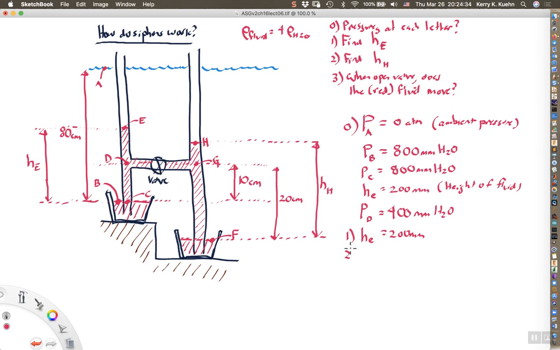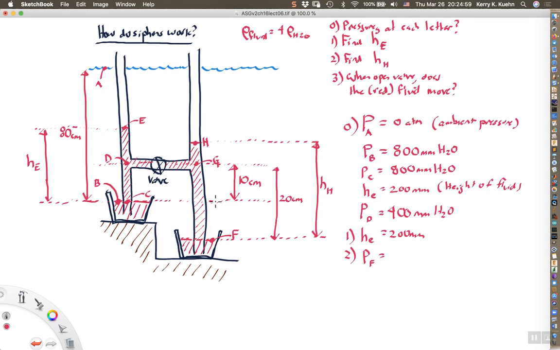Now, what is the height of point H? Well, I guess we're going to have to first find a few more pressures. So what is the pressure at, let's say, point F? What's the pressure down here? Well, that pressure is caused by this entire depth of water right there.